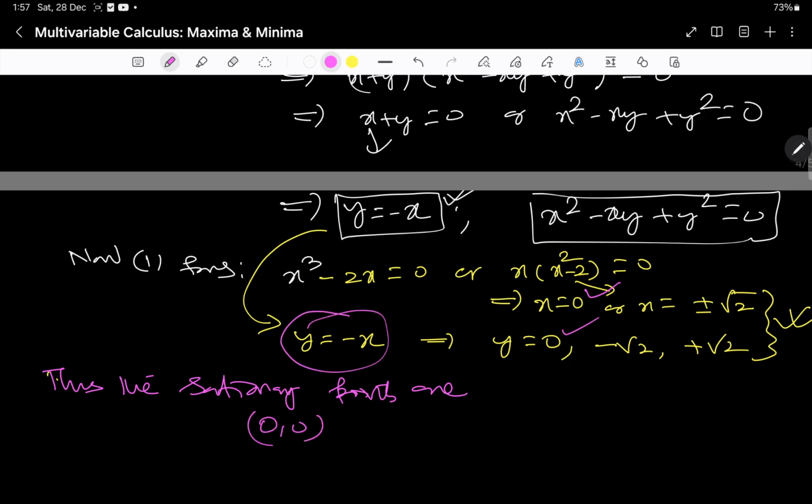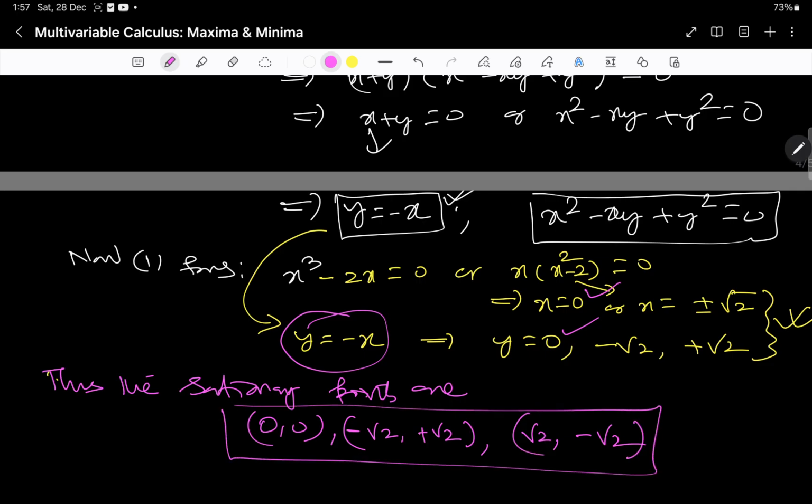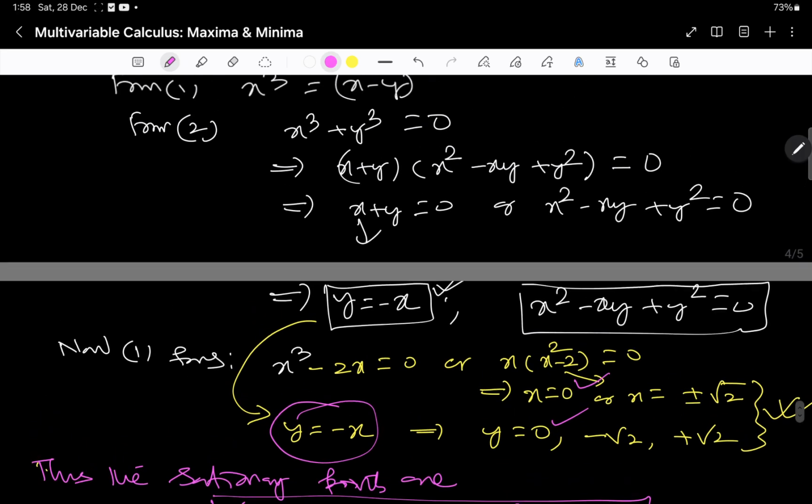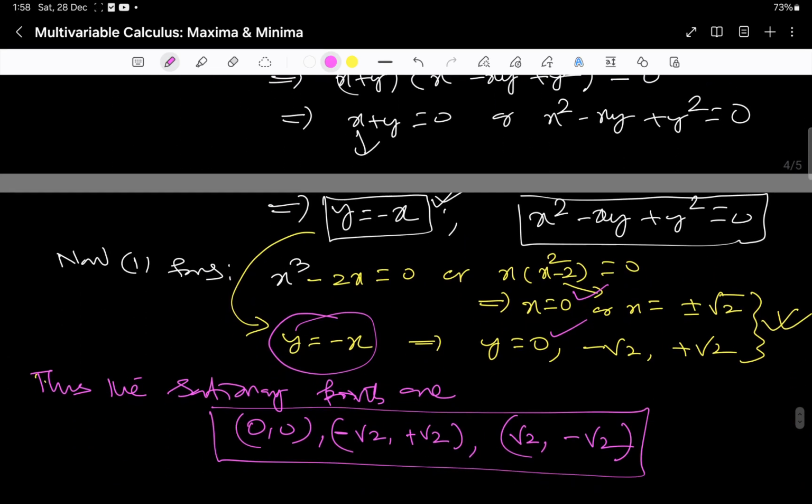You should keep this in mind. So when this is root 2, this is minus root 2. When this is minus root 2, this is plus root 2. And when this is plus root 2, it is minus root 2. So these are the stationary points. Now we see the behavior of rt minus s square. Now we find the second derivative.